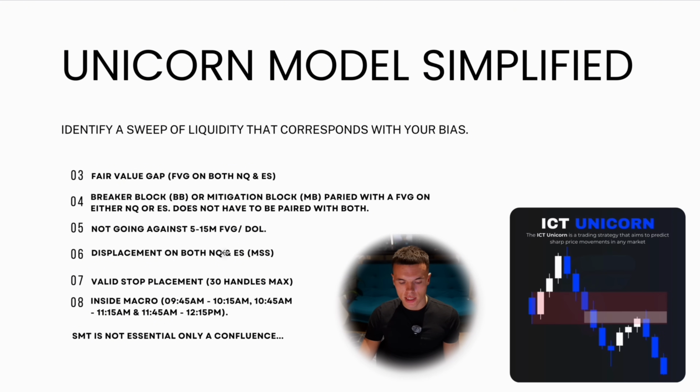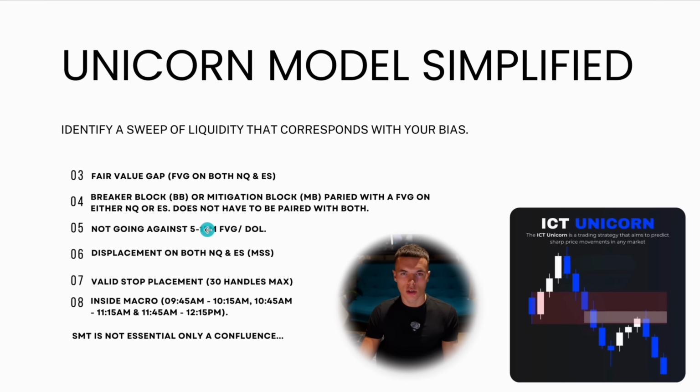Then along with the displacement, of course, a fair value gap on both NQ and ES, which is paired with a breaker or a mitigation block, but it doesn't have to be paired on both NQ and ES. You can have a breaker or a mitigation block paired with a fair value gap on only ES, but not on NQ. As long as you have it on either pair, then it's fine. Then you've ticked number 4 off.